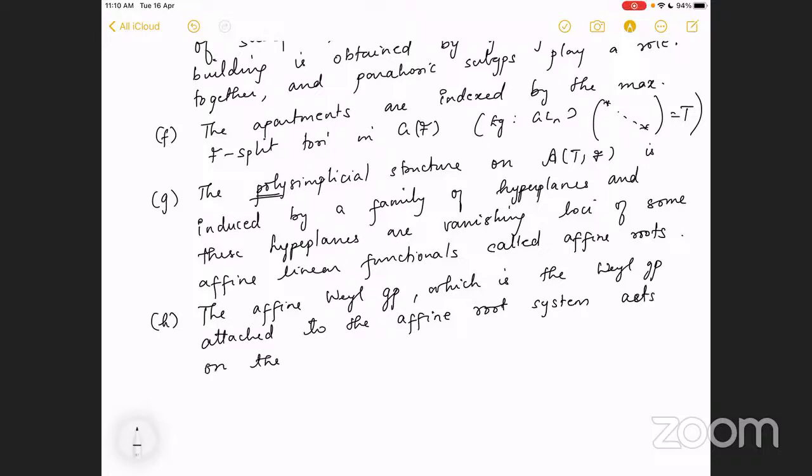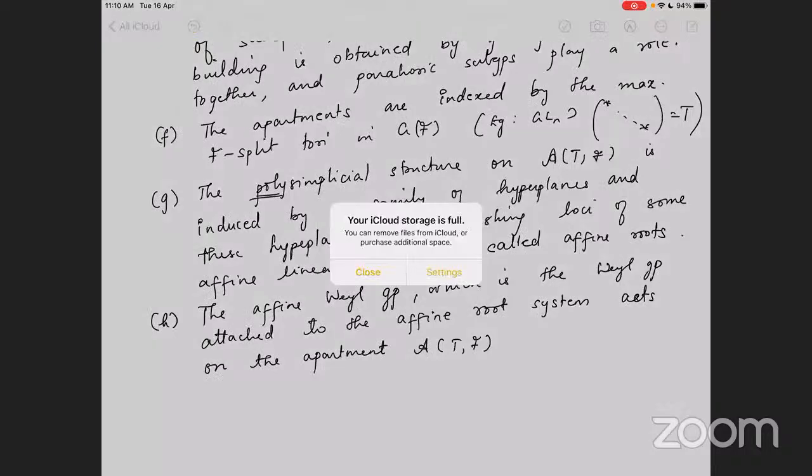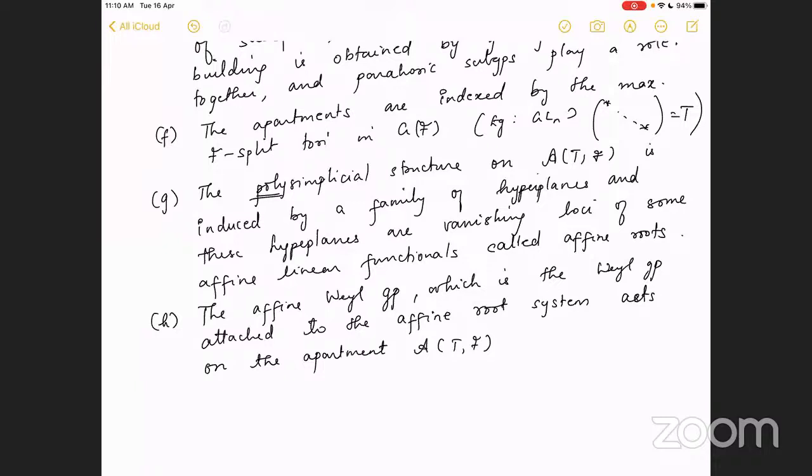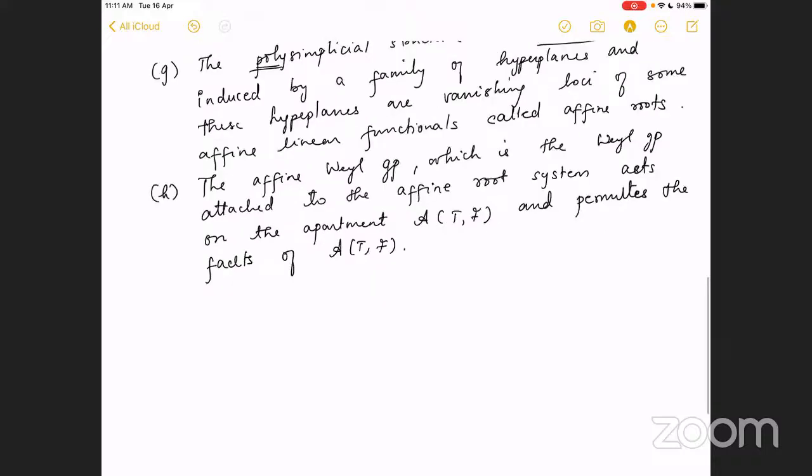Acts on the apartment A of TF. Okay, I guess I didn't say this. The apartment, this is the notation for the apartment corresponding to T over the field F. I guess I didn't explicitly introduce this. It acts on the apartment A of TF and permutes the facets of A of TF. Okay.